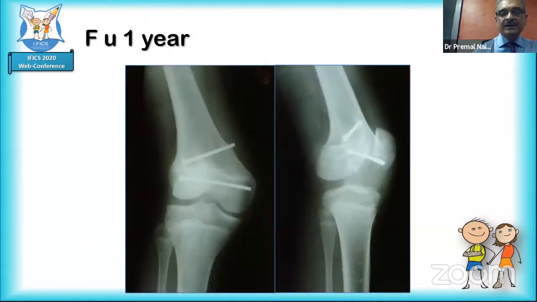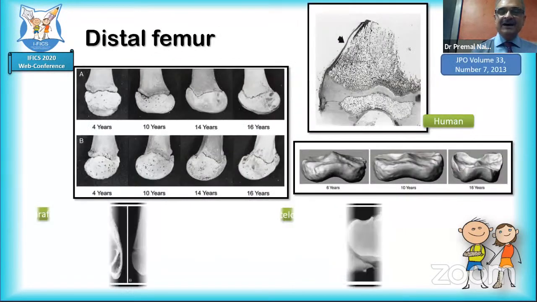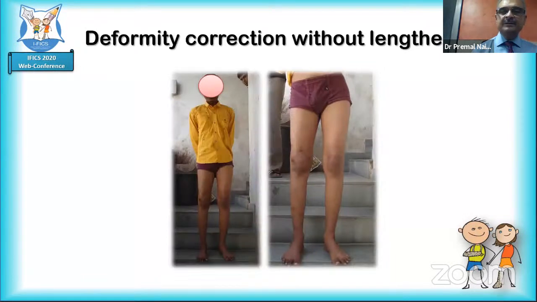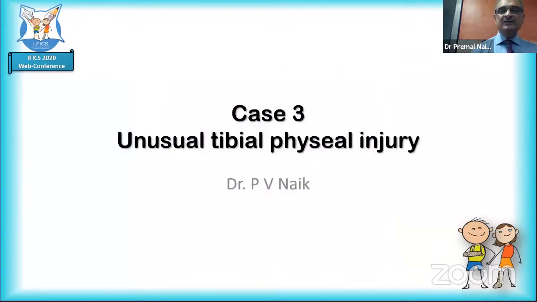But fortunately, this guy has overgrown here, and the screw is now intraosseous. Anyway, I think the most important thing is the distal femur. We need to take it absolutely seriously. It's not always your fault that the bar can happen. It's decided preoperatively. So let's go to this unusual tibial physeal injury.